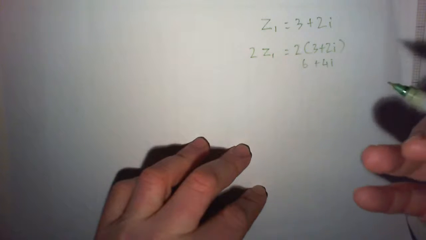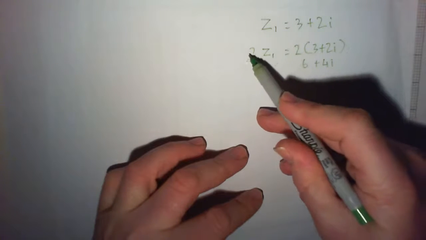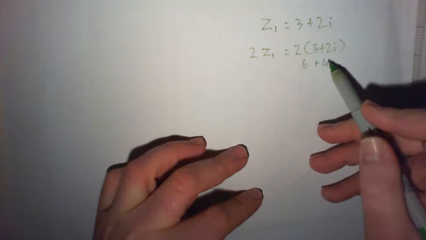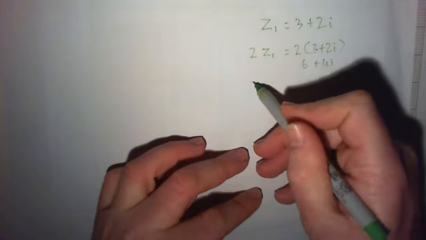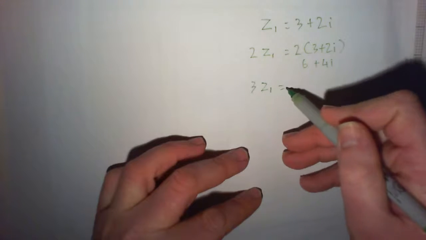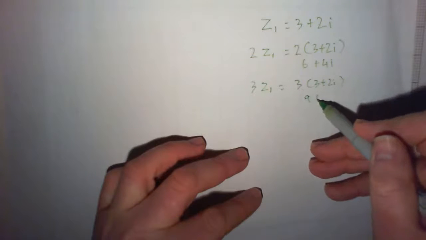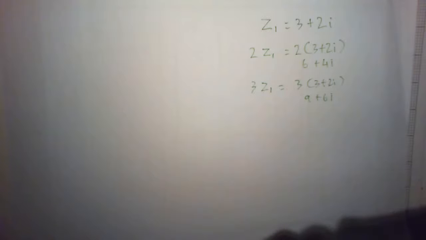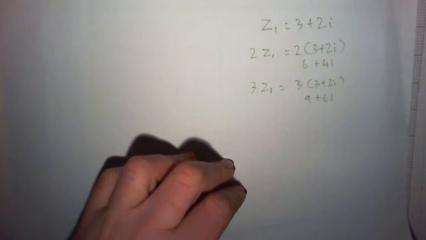So when you multiply a complex number by a real number, what are you really doing? It's increasing by that factor, wouldn't you say? And listen, if I do 3 times Z1, that's 3 times 3 plus 2i, that's 9 plus 6i. So what I want to show you is, what do they look like when you actually draw them?